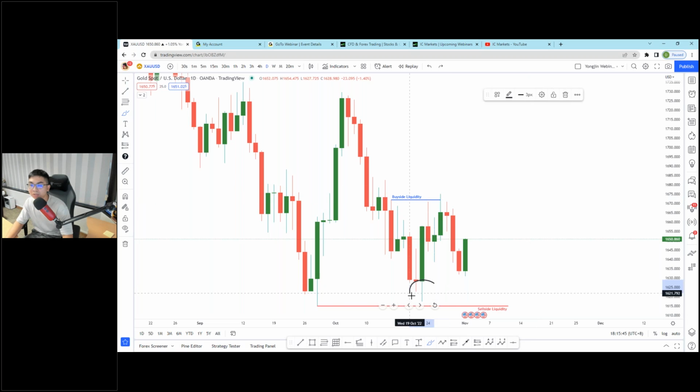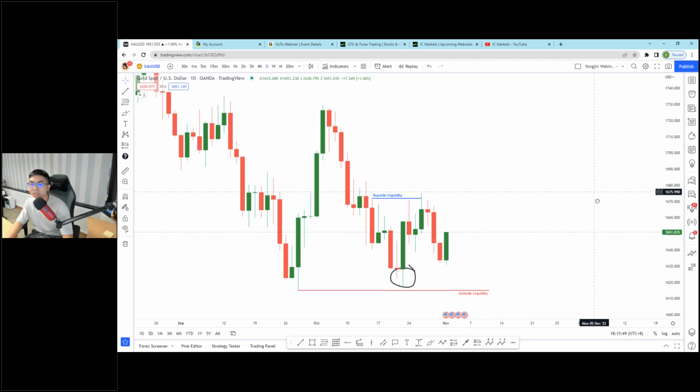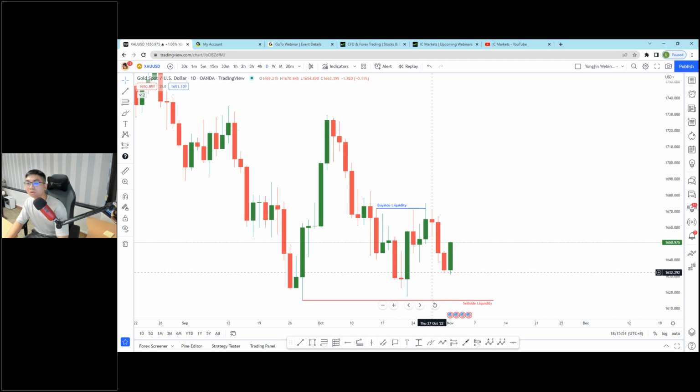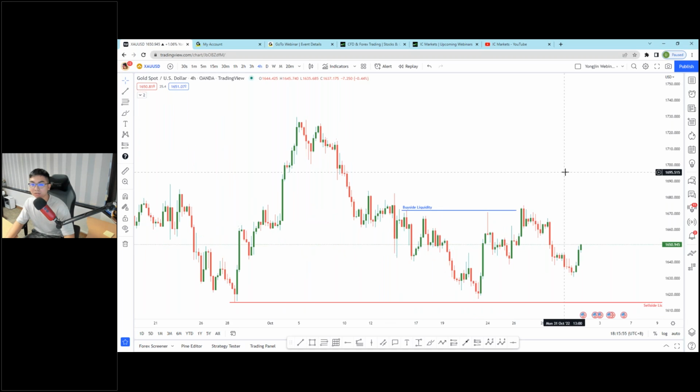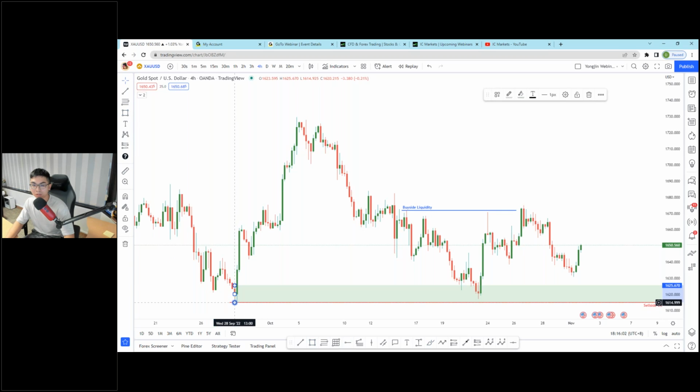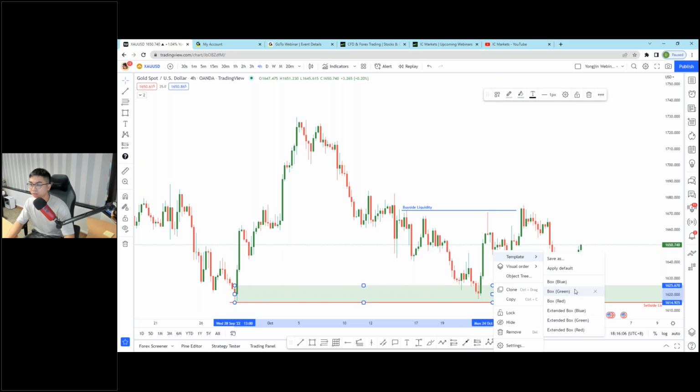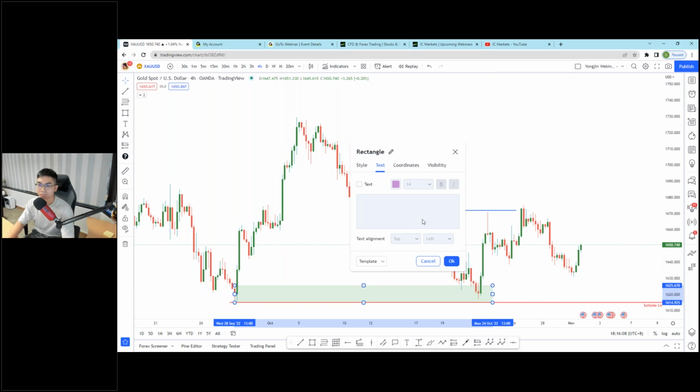But what about here? There's no zone. I don't see any zone. You're thinking there's no zone there. That's where we go on to the 4 hour charts. So on the 4 hour chart, there is a demand zone. There is an H4 demand zone right here. So I'll change it to green, and I'll type it as H4 demand zone.